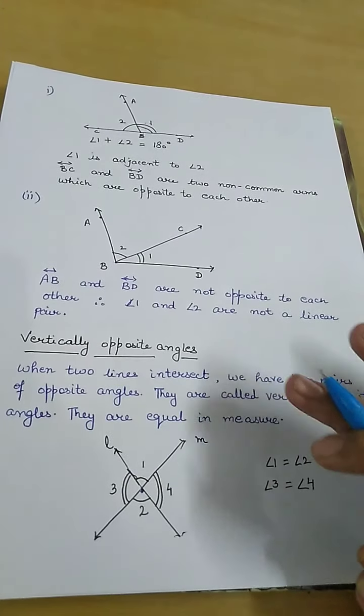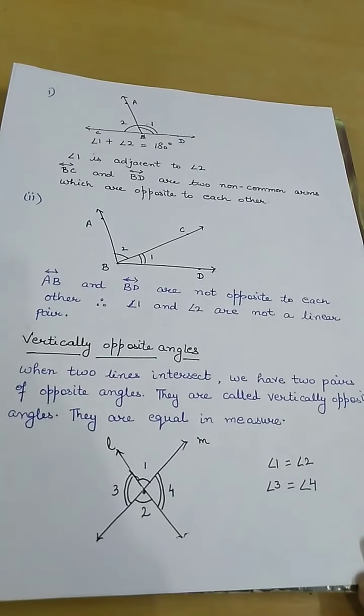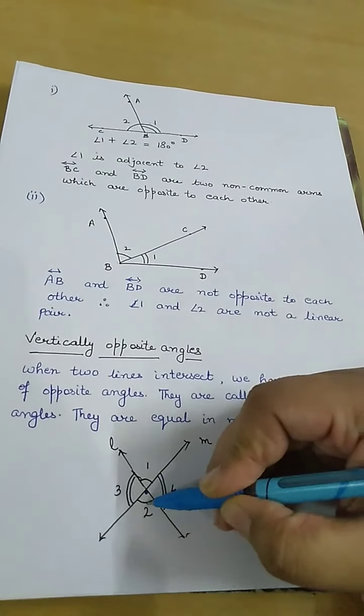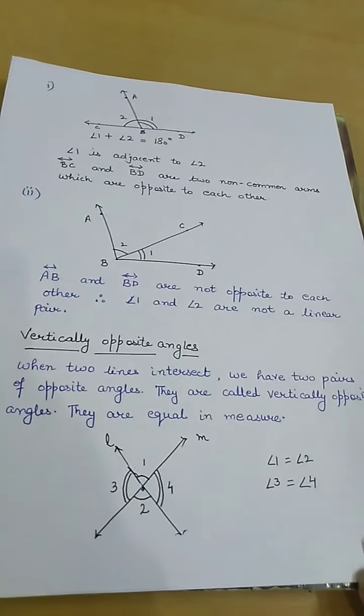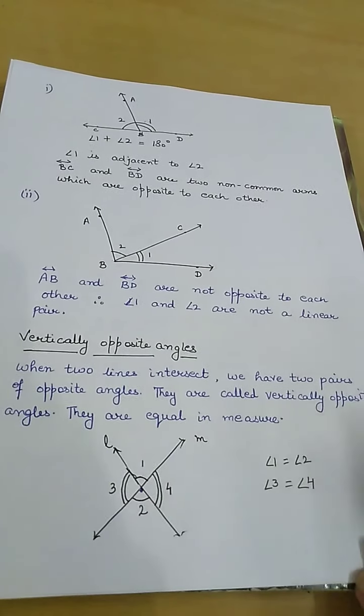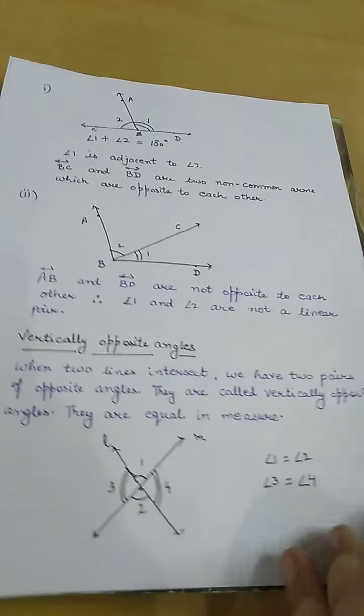Opposite angles are always equal in vertically opposite angles. Okay, so angle 1 is equal to angle 2 and angle 3 is equal to angle 4. They are known as vertically opposite angles. They are always equal in measure.